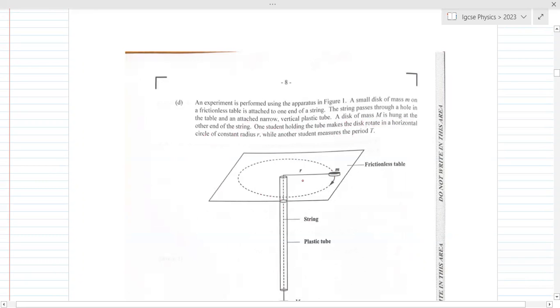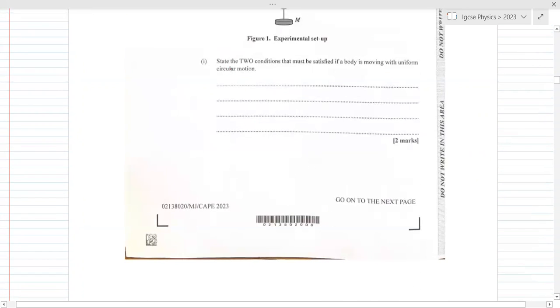So here we have a system, a circular motion type of question, all right? We're seeing that there's a mass attached here, and once we have something moving in circular motion, there will be some centripetal force. Now, because the centripetal force is connected to the string in this case, the tension force in the string will equal the tension force acting down as well. So those two forces are going to be equal. We're going to show you that in a few seconds. But firstly, they want you to state two conditions that must be satisfied if a body is moving with uniform circular motion.